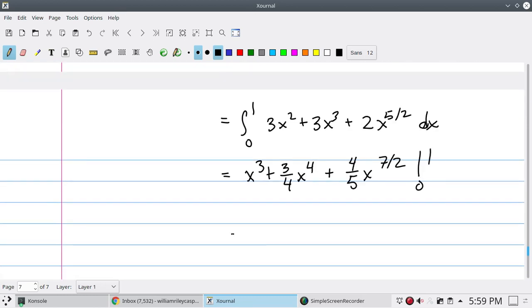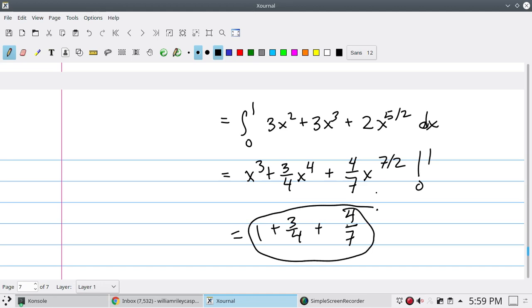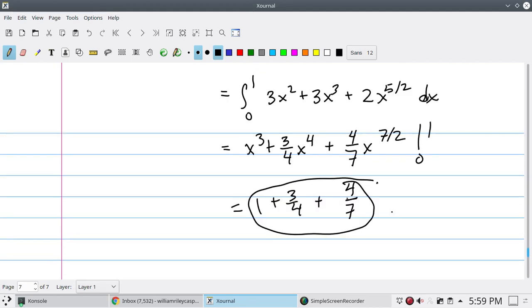So our final answer is just 1 plus 3/4 plus 4/5. Oops, did I mess that up? Sorry, not 4/5, 4/7. That doesn't look right. 4/7, 4/7. There we go. Our nice, beautiful answer. And that should do it for now for our integral review for triple integrals.